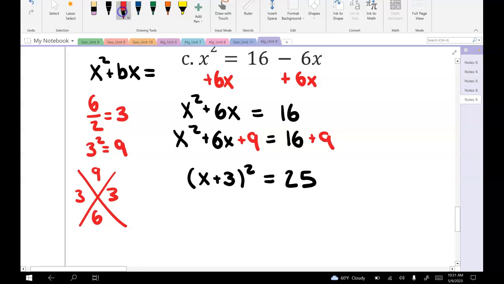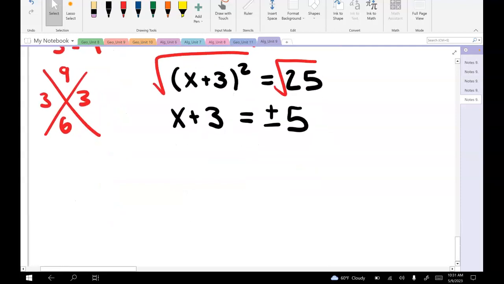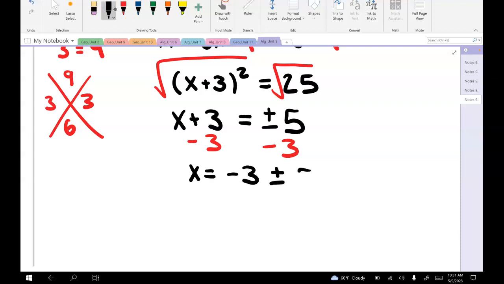Take the square root of both sides, and 25 this time is a perfect square. So you don't have to worry about doing any simplifying of square roots. So on one side we have x plus 3. On the other side we have plus or minus 5. So to get x by itself, we have a plus 3 here. So to move the 3 to the other side, we're going to need to use subtraction. That's our opposite operation in this case. Subtract 3, subtract 3. So x is equal to negative 3 plus or minus 5.